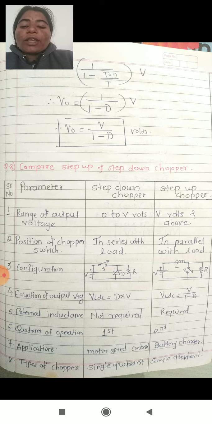Now external inductance. Here in step down, external inductance is not necessary, and only for step up is an external inductor necessary. Quadrant of operation: step down chopper operation occurs in quadrant number 1 and step up chopper operation occurs in quadrant number 2. Now applications: step down is used in motor speed control and step up is used in battery charger. Then types of chopper, here both are single quadrant choppers.